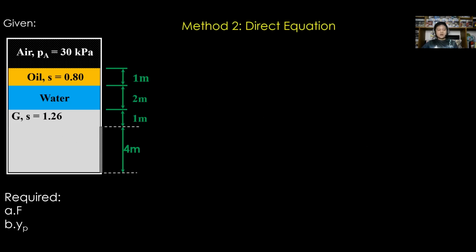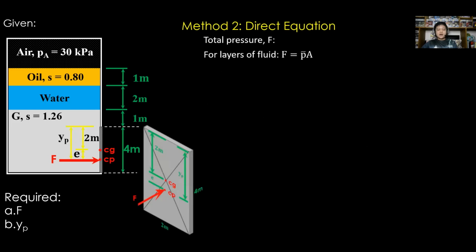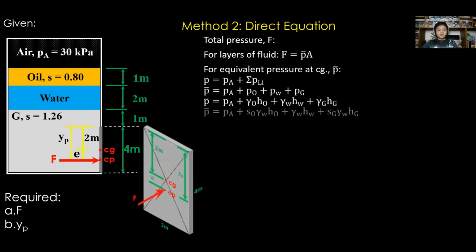Next, let's solve the problem using method number 2. Determine the value of F using P bar, that is the pressure at the center of gravity, multiplied by the area of the submerged surface, capital A. P bar is equal to PA plus the summation of gamma h. Update with involved fluids and substitute for gamma the S of the specific fluid times the reference fluid's unit weight.